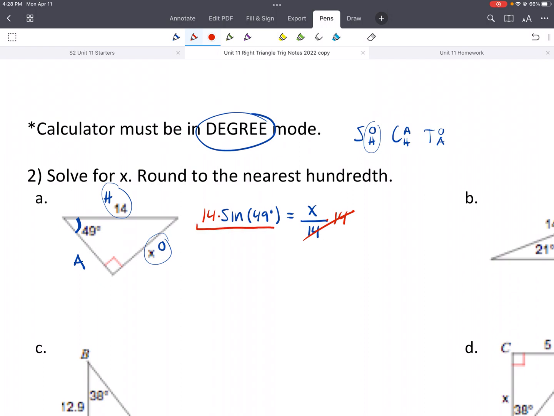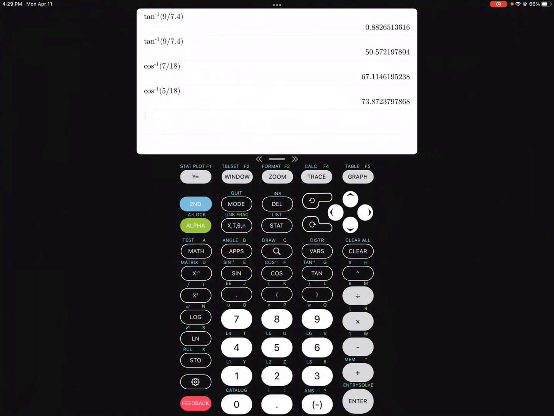Now we just need to plug this into our calculator. So 14 times sine of 49. So I'm going to switch to my calculator here, and I'll type this in, okay? So we got 14. You don't need to write the times between that and the sine, but you're welcome to. And then we'll do sine of 49. Close the parenthesis and push enter. So here we have a length of 10.6. We'll round to 1 decimal, okay?